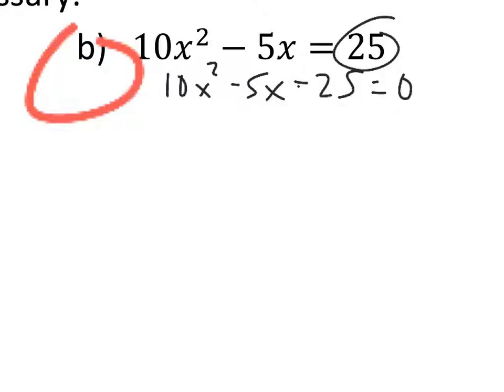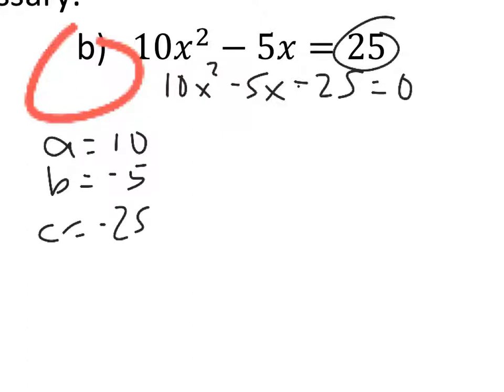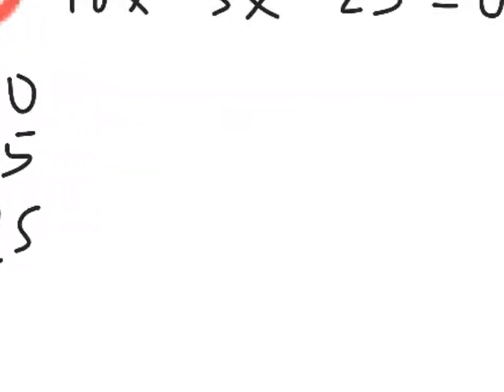All right, so I have a equals 10, b equals negative 5, and c equals negative 25. So I'm going to use my formula. And again, I'm just going to keep practicing writing it until my brain says, okay, this is obviously important. Just keep writing it.